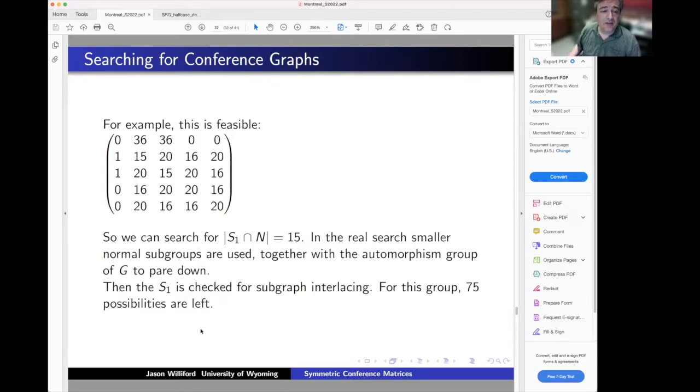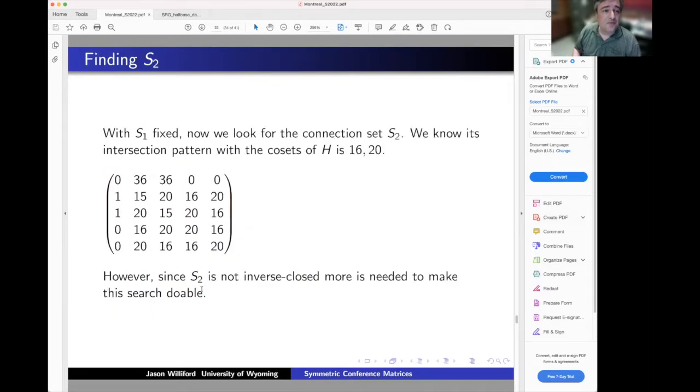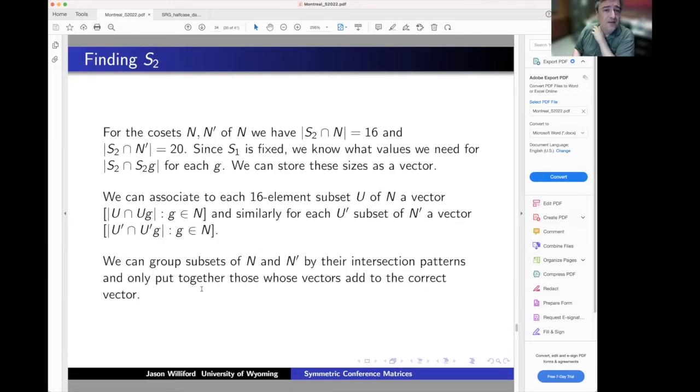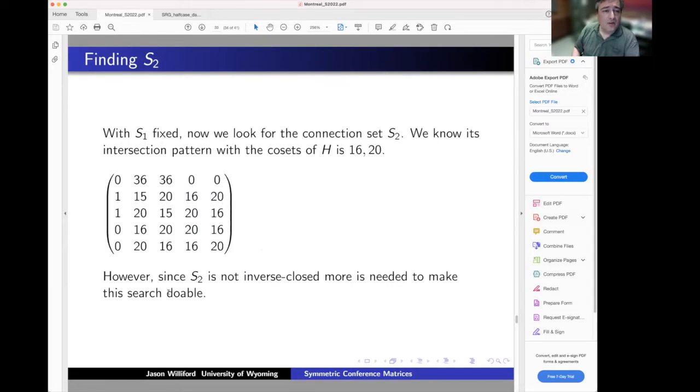And you really want to do that because the real bottleneck is S2. So for example, with S1 fixed, we know this intersection pattern. And now we can find different S1s. Actually, for this particular group to do this, I had used a normal subgroup of a lot bigger index. It was like 12, but for this toy example, we're just doing 2.